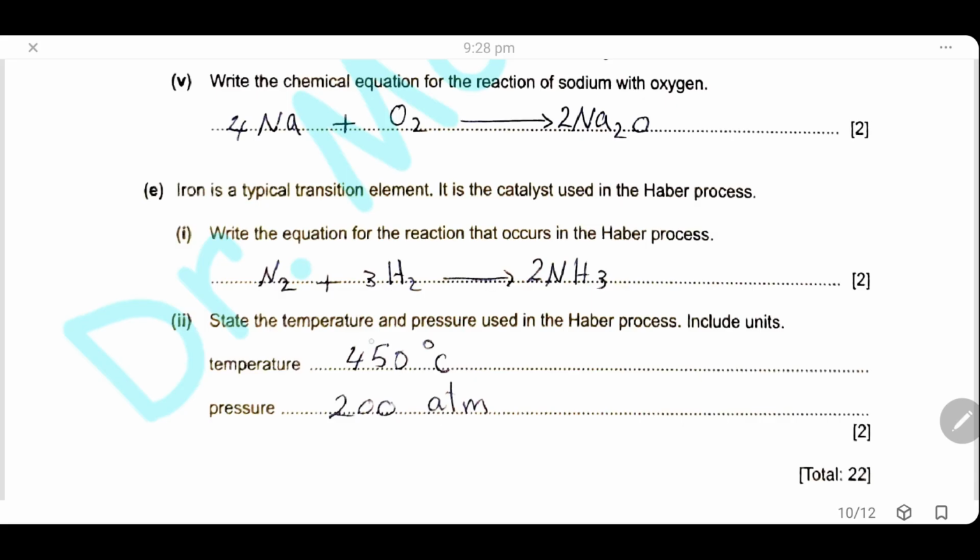State the temperature and pressure used in the Haber process, including units. The temperature is 450 degrees Celsius and the pressure is 200 atmospheres.